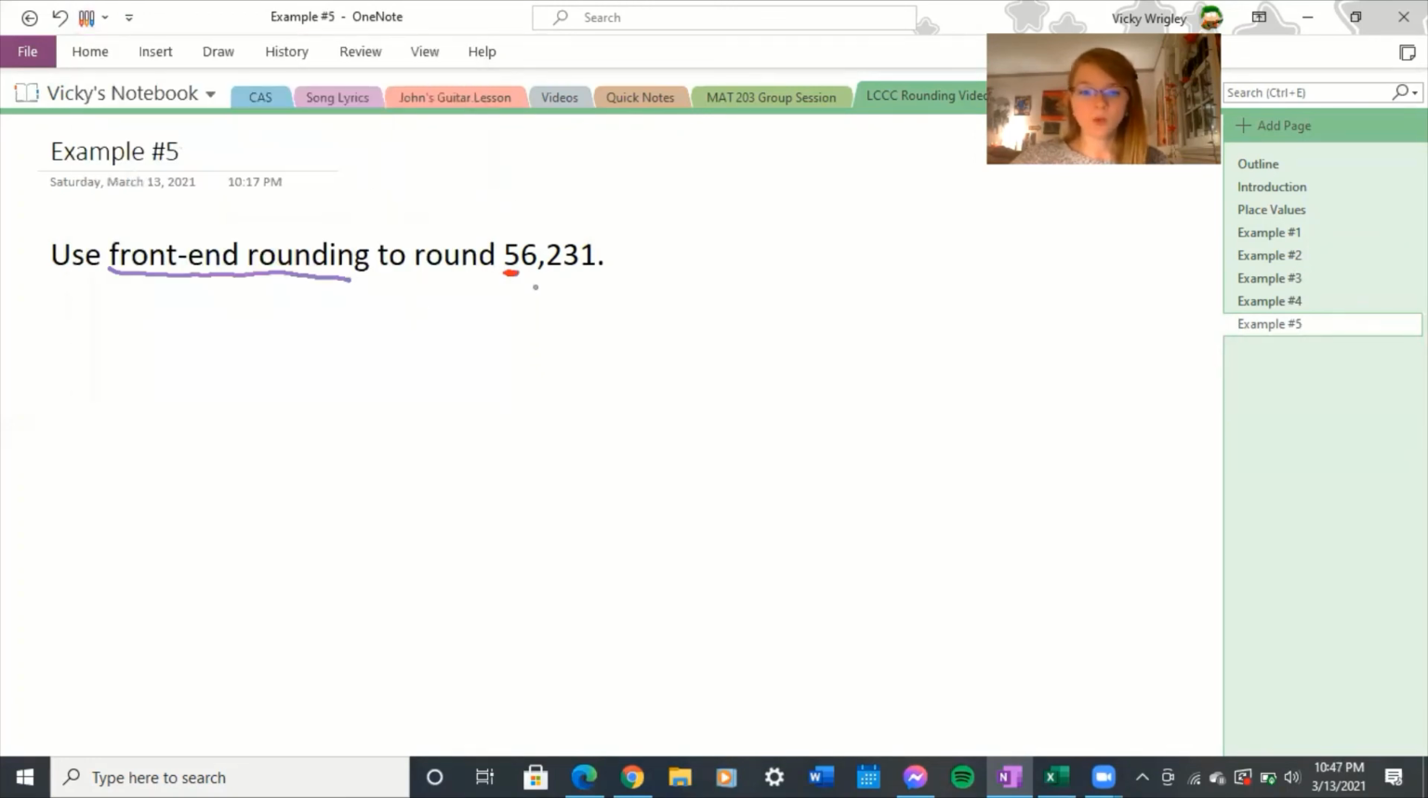Again, front-end rounding works the same as regular rounding. Number to the right, 5 or above. We're going to give that guy a shove. 5 is going to bump up to 6. Everything to the right becomes zeros.